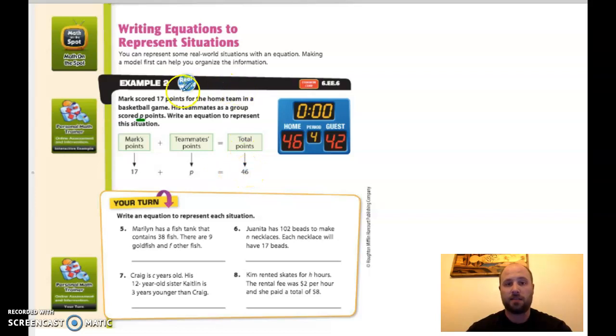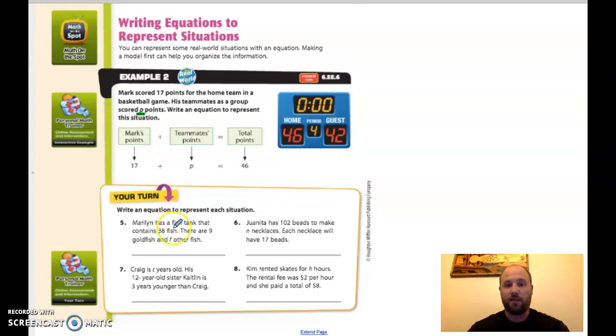And they're going to equal what? Well, his teammates as a group scored P points. Write an equation to represent the situation. Total points equals 46 based off our diagram here. So there's our math problem. You're not solving. All it's asking for is for you to tell me what the equation would be. So let's try number 5, and then when we're done with number 5, I'm going to have you do 6, 7, and 8 on your own.